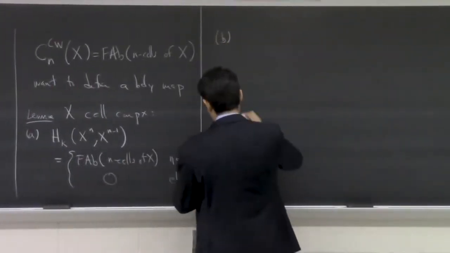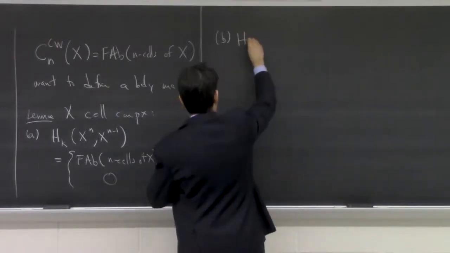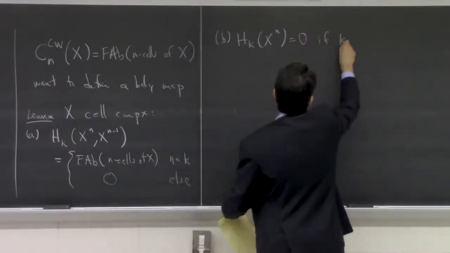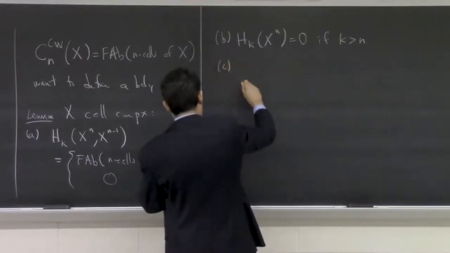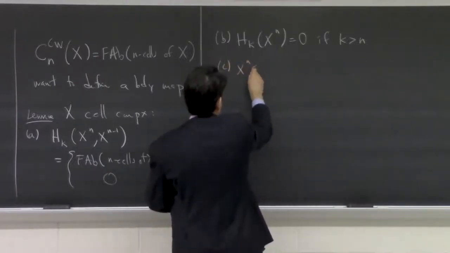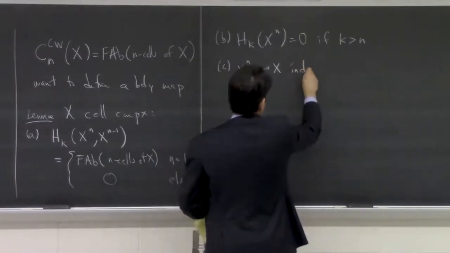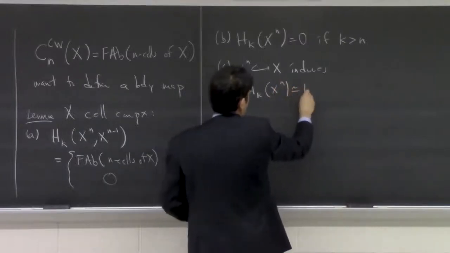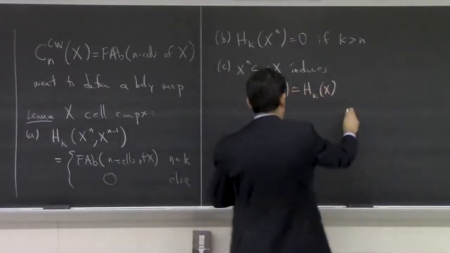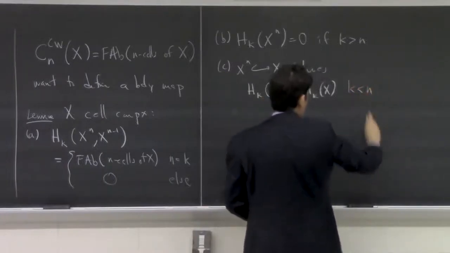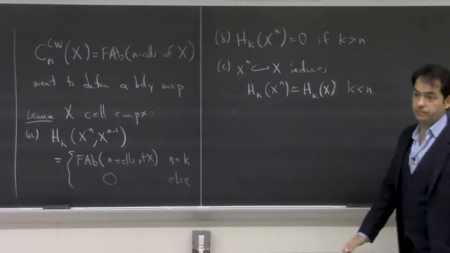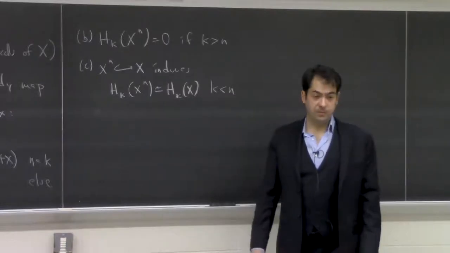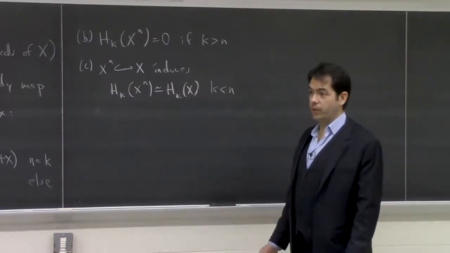It's also easy to prove that if you look at just the n skeleton, then this is 0 if k is greater than n. And on the other hand, if you look at the inclusion of the n skeleton, then this induces an isomorphism in homology if k is less than n. Okay? So none of these should be surprising because we already had this for delta complexes. It's just that it's going to be true for arbitrary cell complexes.